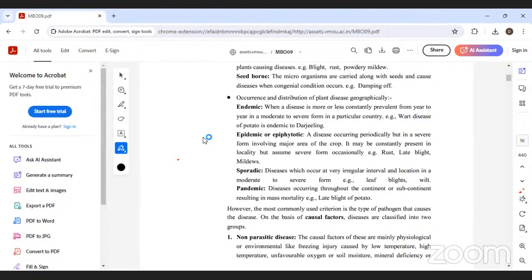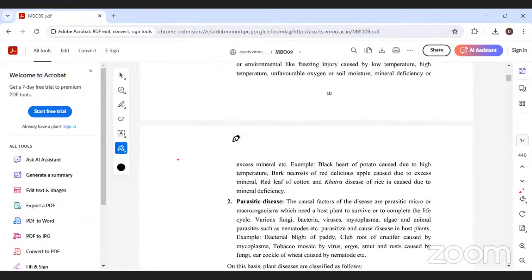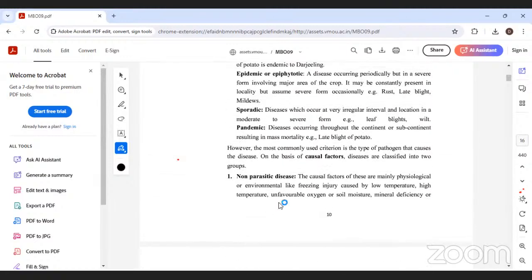However, the most commonly used criterion for classification is the type of pathogen that causes the disease, on the basis of causal factors. Different factors are there. On the basis of causal factors, diseases are divided into two groups. One is non-parasitic, the second one is parasitic.